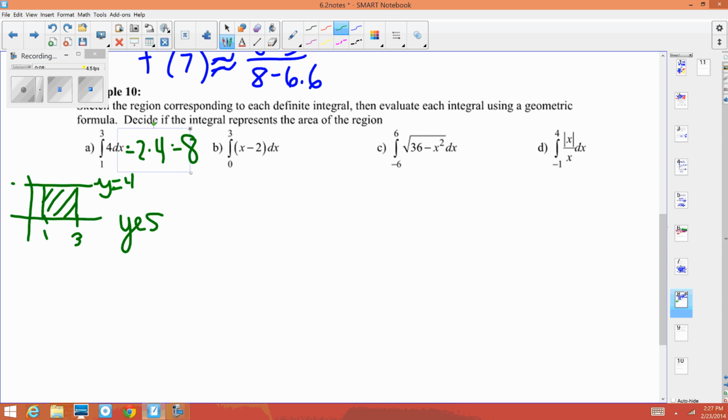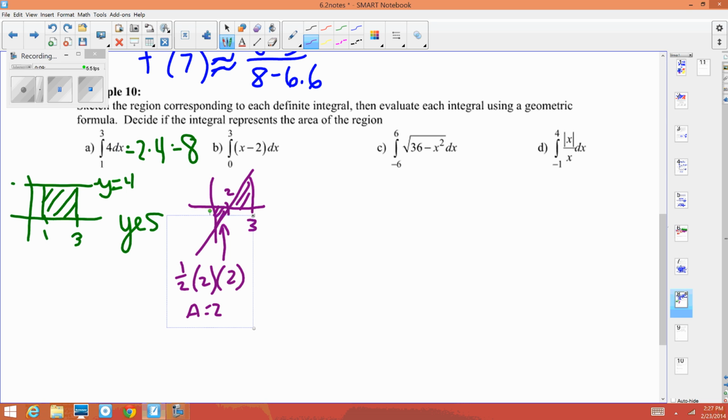We don't have any parts that go underneath the x-axis. All right, let's move on to, let's pick this color, x minus 2. It's going to look like this. And we want the area from 0 all the way to 3. So let's say that's 3. This is 0. It's crossing here at 2. I didn't draw that quite to scale, that's all right. So in this case, we're going to have 1/2 times 2 times 2 for this area. That area then would be 2.